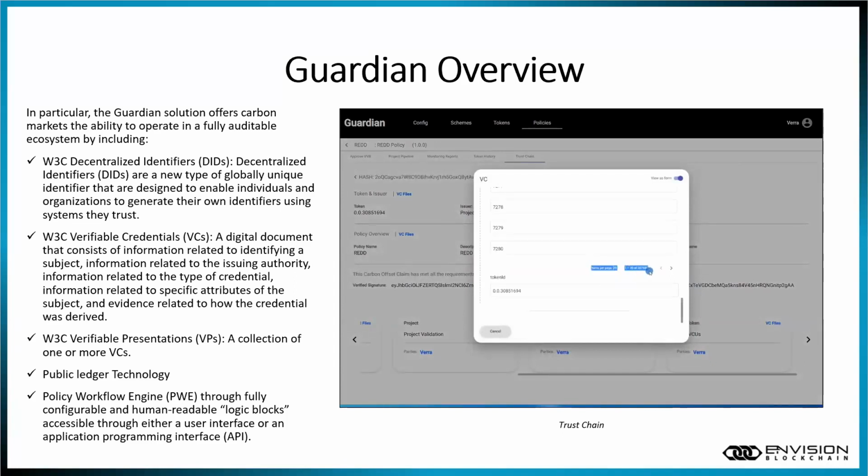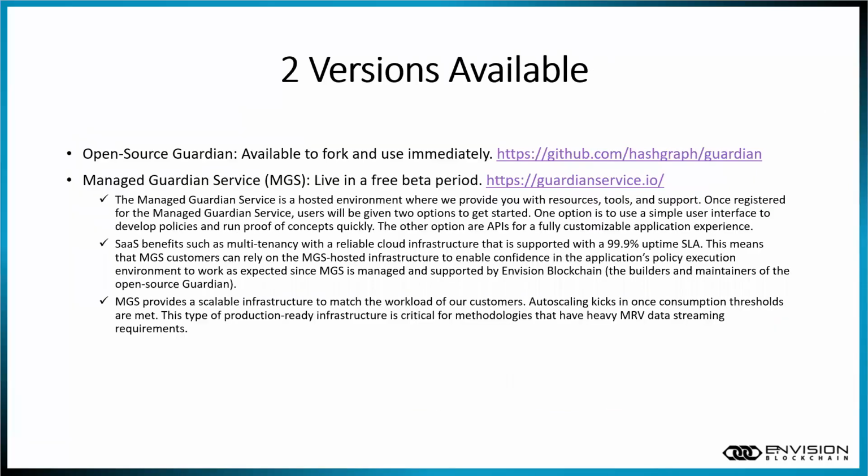So the trust chain is really the finished product of all these offsets, that it provides this way that you're able to see what's happening, who did it, when they did it, how they did it, and everything is all digitally signed. And I believe this is my last slide, but just to talk about this here is that there's two versions available of the Guardian.